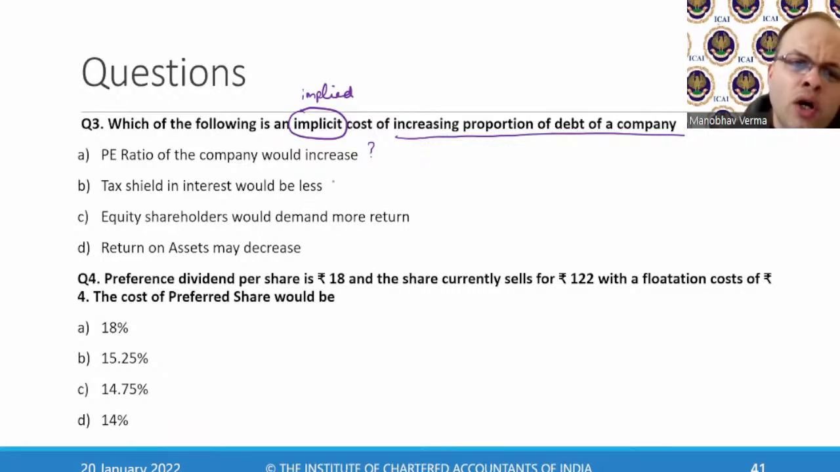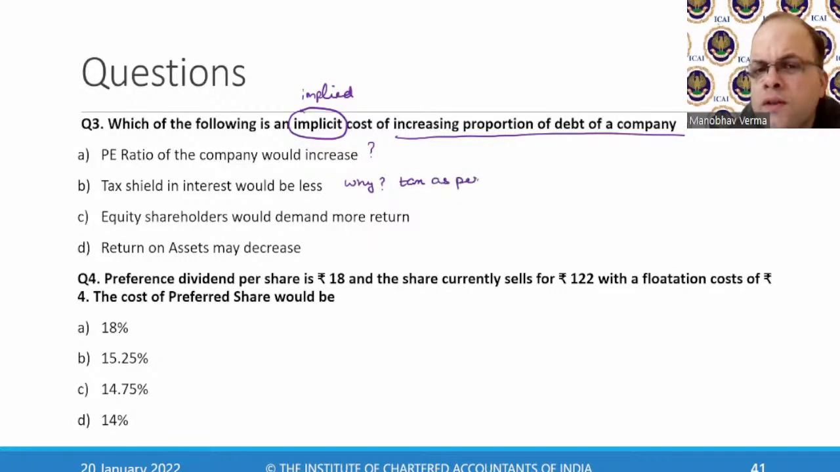Tax shield on the interest would be less. Why? Tax is the same, right? Tax is as per the law. I am not sure of option number A. I am not sure of option number B. We are left with option number C and D. Look at option number D. Return on assets may decrease.